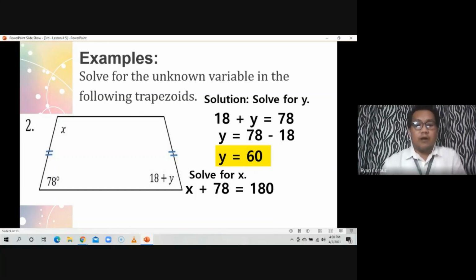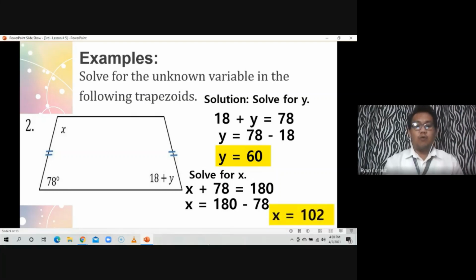Then, solve for x by moving 78 to the right side of the equation. We'll come up with x is equal to 180 minus 78. So 180 minus 78 is equal to 102. So the value of x is equal to 102. So nakuha yung example number 2. So kung hindi pa rin, let's try another example.